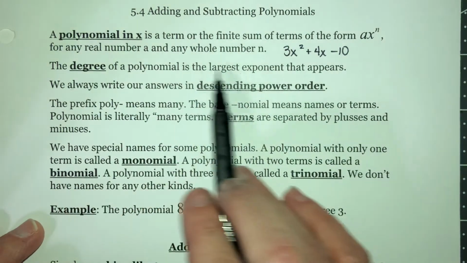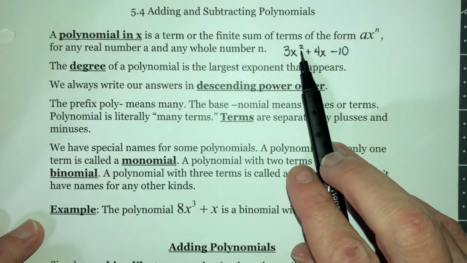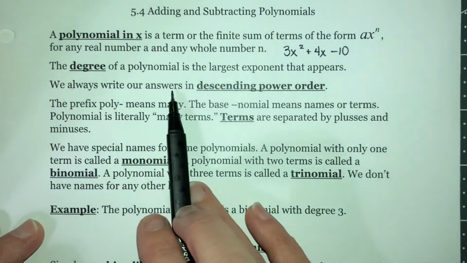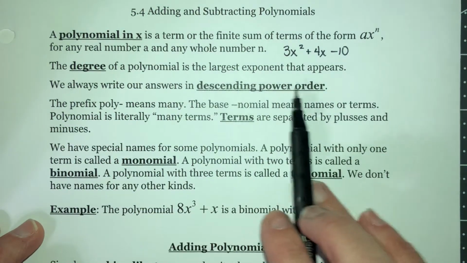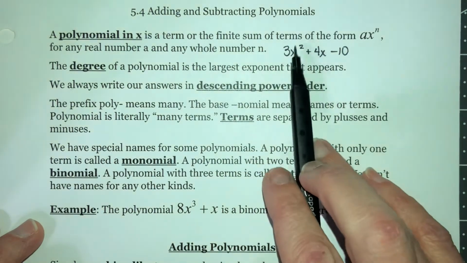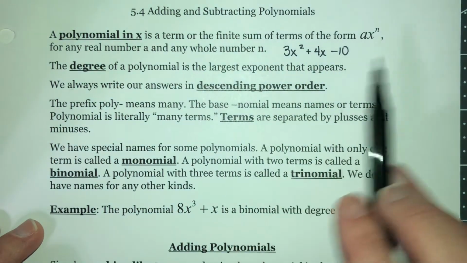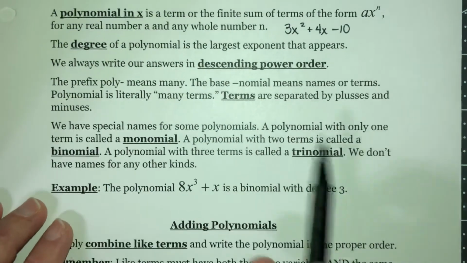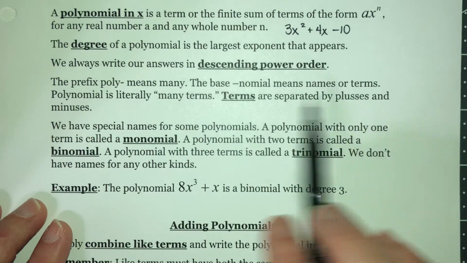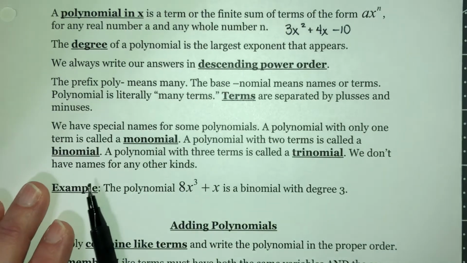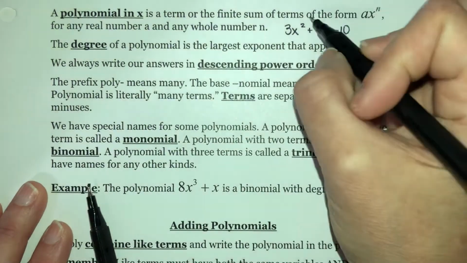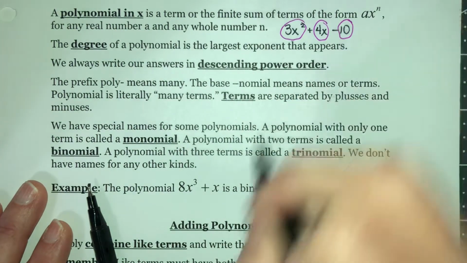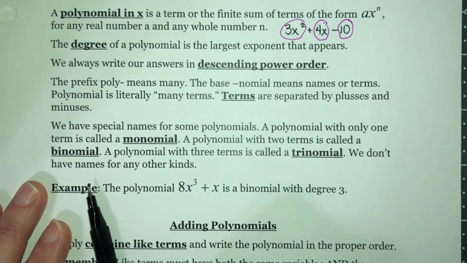The degree of a polynomial is the largest exponent that appears. In this case, my largest exponent is a 2, so this would have a degree 2. We always write our polynomials in descending power order. That means you always start with your largest exponent, you go to your next largest until you're all the way to the bottom. Okay? Terms are separated by pluses and minuses. So this example I gave up here, this is one term, another term, and another term. So we have 3 terms in this particular polynomial.